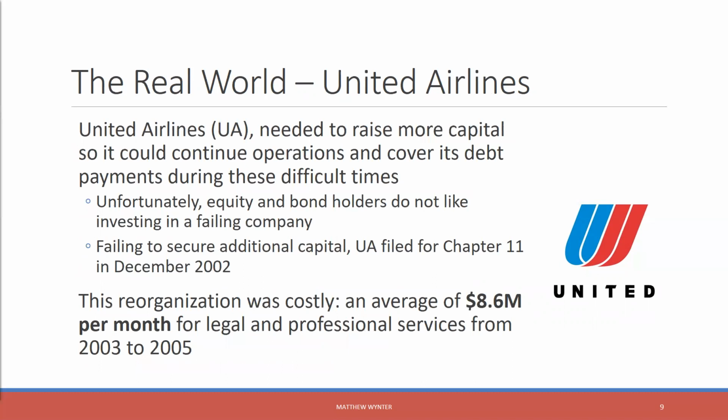So what happened? Well, United needed to raise more capital so it could continue to cover its operations and its debt payments. But unfortunately, equity and bondholders were not interested in supplying the firm with fresh capital. So in December of 2002, a year after, United Airlines had to enter Chapter 11. This reorganization cost an average of 8.6 million per month for legal and professional services and lasted from 2003 to 2005. So the point is that these direct costs of bankruptcy can be quite high.